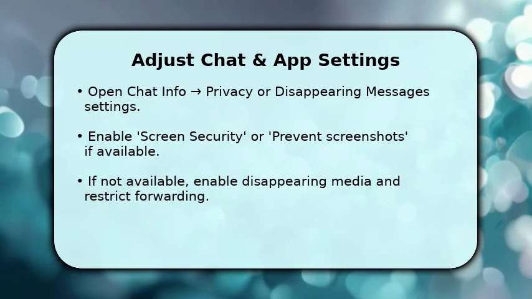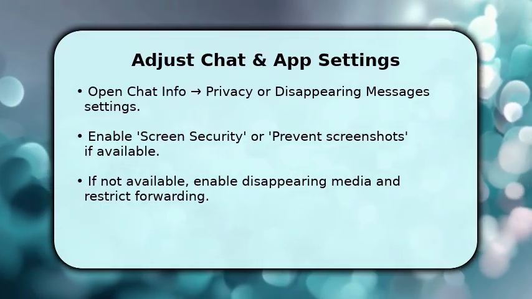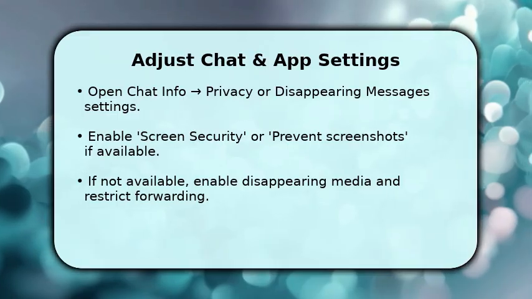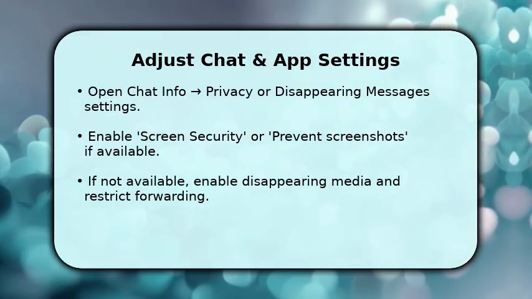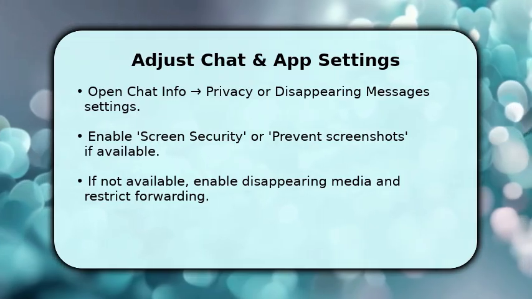Once you're in chat settings, look for privacy or disappearing messages, and then the specific toggle labeled Screen Security or Prevent Screenshots. You should enable that option. Doing so prevents standard system screenshots and warns the sender.